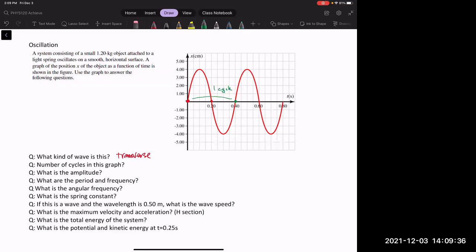And do we have a second cycle? Yes, it goes from here to here. This is going to be the second cycle. So the number of cycles in this graph is going to be 2.